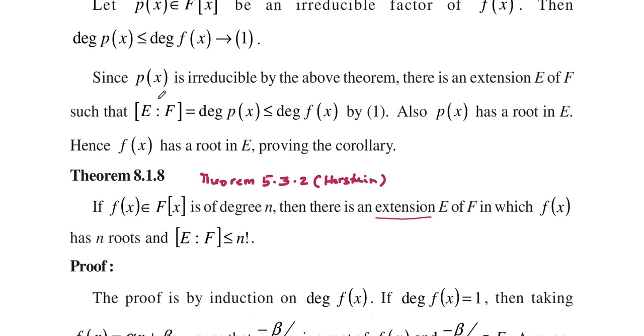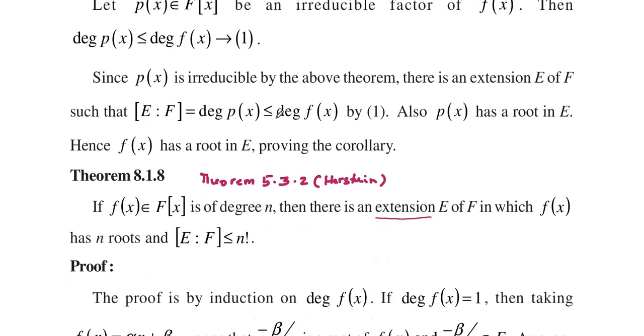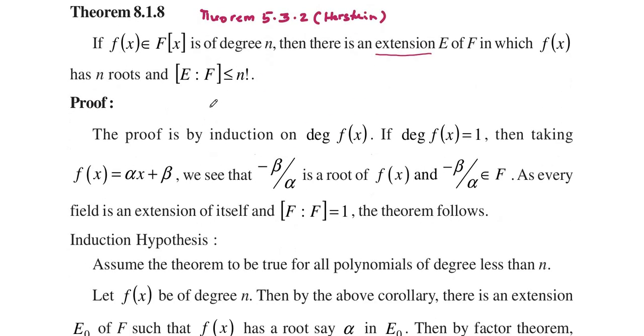Now, in the previous video, we had this: if f(x) is of degree n, then there is an extension E of F in which f(x) has a root, and not only that, the degree of E over F is less than or equal to the degree of f(x). So this is the concept that we'll be using in proving this theorem.